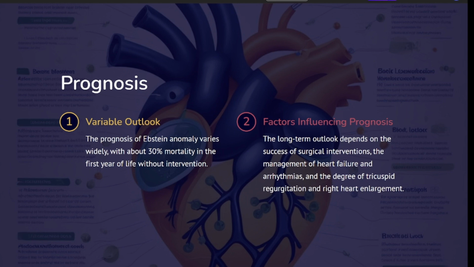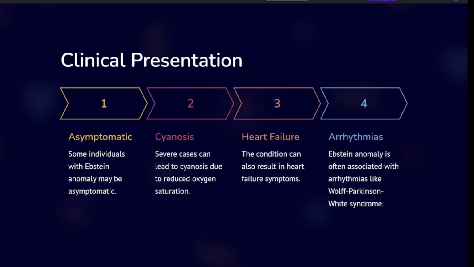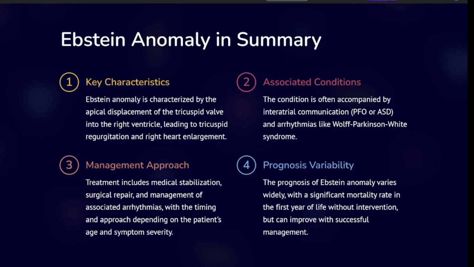High yield points for exams. Ebstein anomaly is characterized by the apical displacement of the tricuspid valve into the right ventricle. It is often associated with ASD-PFO and arrhythmias like Wolff-Parkinson-White syndrome. Management includes medical stabilization, with surgical repair being definitive treatment. Prognosis is variable and depends on the severity of the defect and associated conditions.